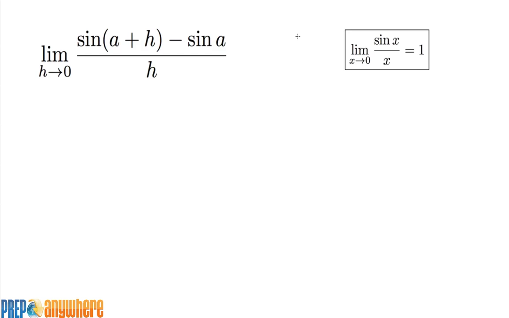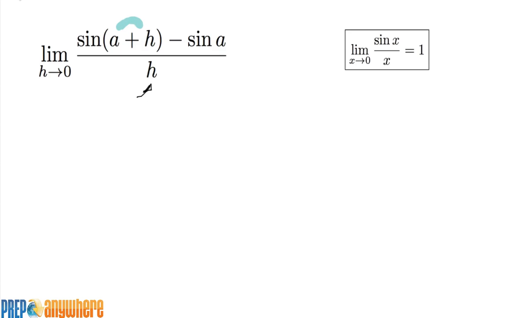Alright, so we want to find this limit, and the problem with not being able to do this limit immediately is the fact that we have h at the bottom, but we don't have h on top. We have a plus h and we have a. So the first hint of direction which you should go at is this bracket with the sum of angles.